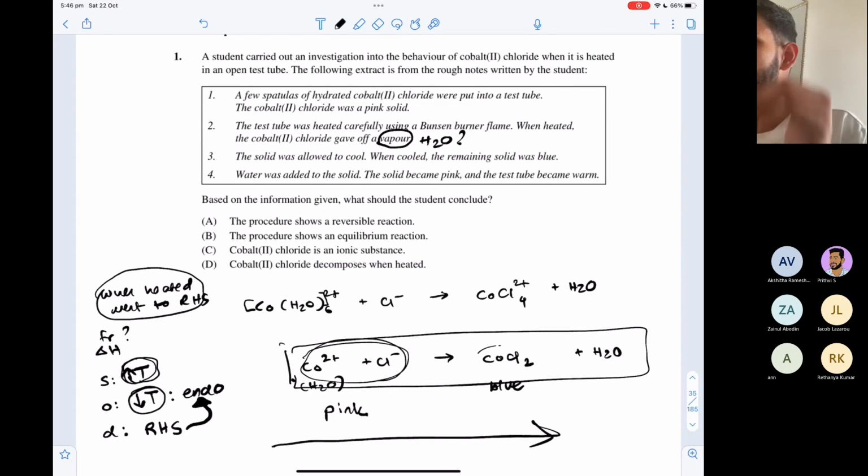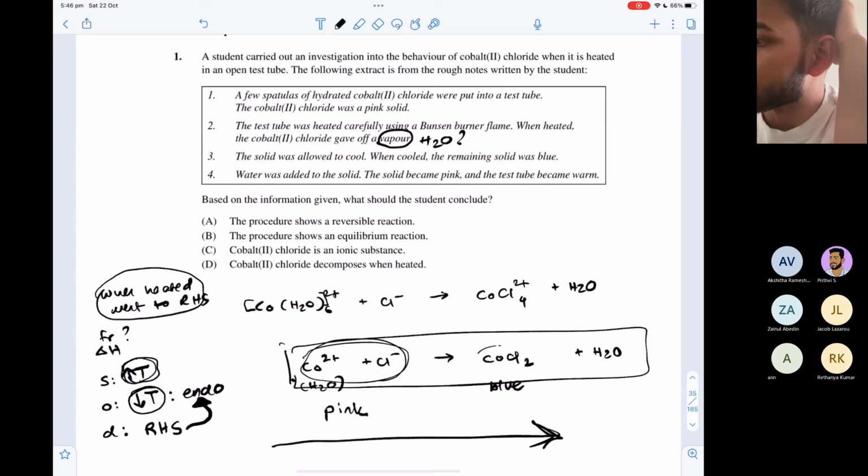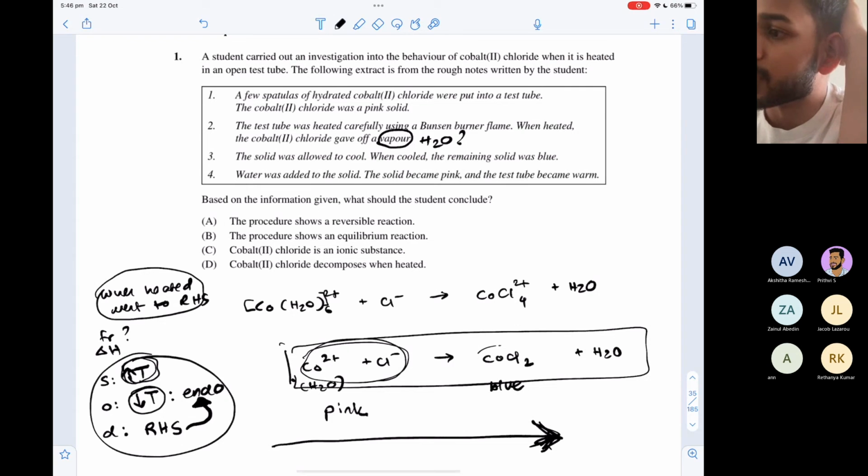Okay, good. Now, they said when the solid was cool, it became blue. So that's telling us that heating it shifted it to the right, as you saw with this explanation. Water was then added to the solid, and the solid became pink again, right? And then the test tube became warm. Does that align with our observations, everyone?